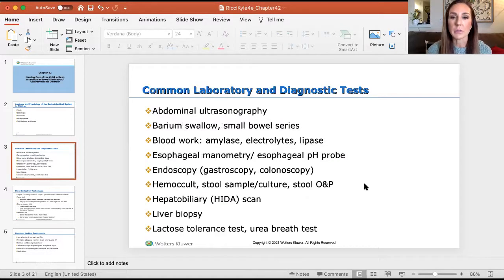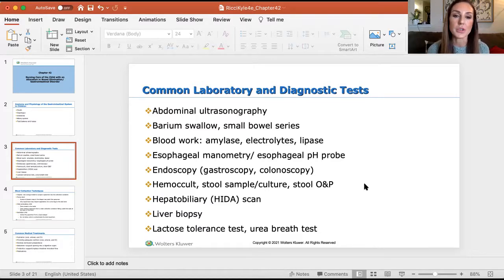There are different laboratory and diagnostic tests that I want you guys to know. Look them over. Know that there are abdominal ultrasounds that we do. With abdominal ultrasounds we're not only looking at the GI tract, but we're also looking at the liver and the biliary system. We can look at the stomach. We can look at so many different things with just an ultrasound, and it's a very non-invasive procedure.